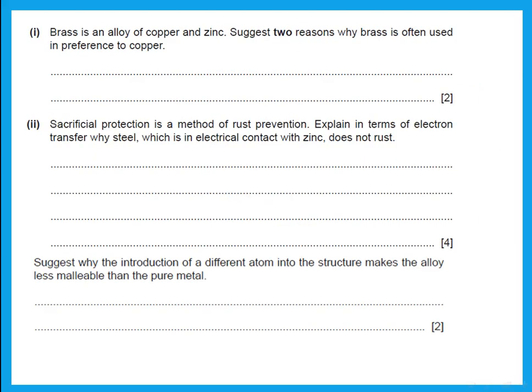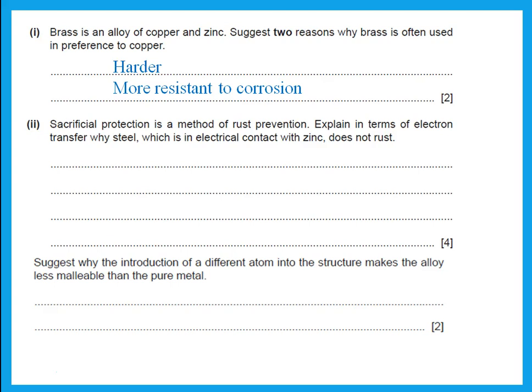Okay, brass is an alloy of copper and zinc. Give 2 reasons why brass is often used in preference to copper. Why do we use the alloy instead of the pure metal? We said because it is harder, more resistant to corrosion. So it is harder or stronger, and it is more resistant to corrosion.